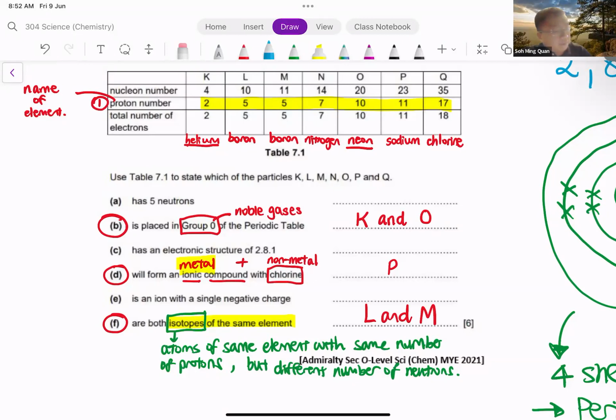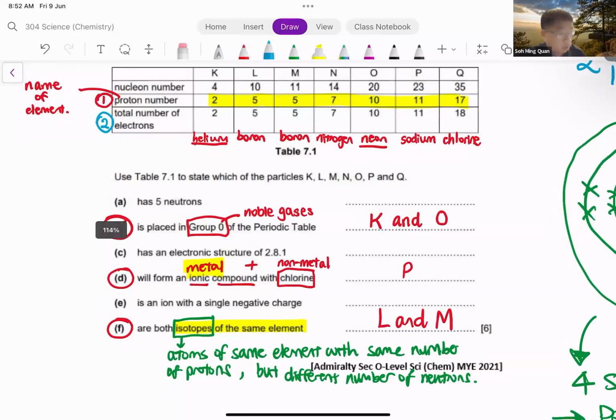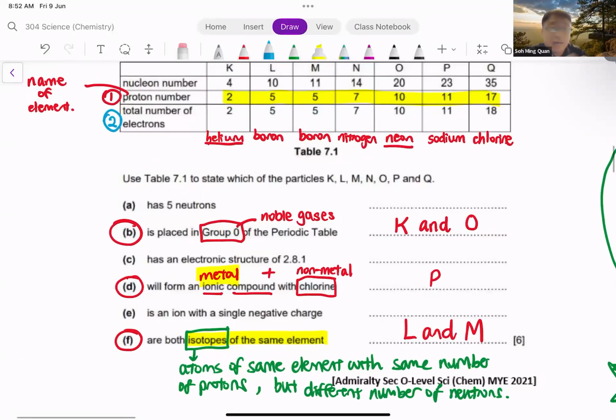The next step after the number of protons is we need to move on to the number of electrons. Okay, so you are also given the number of electrons in this table, so we should make use of this next, right? How are we going to make use of the number of electrons? The number of electrons will tell us whether it's an atom or ion. How? The number of electrons will let us know if it's an atom, if it's equal to the number of protons.